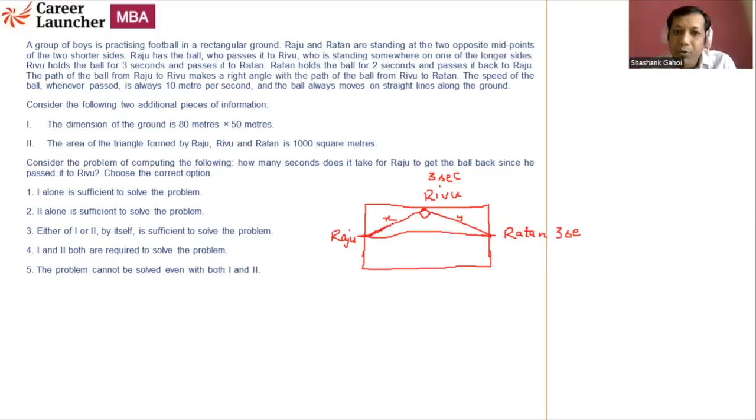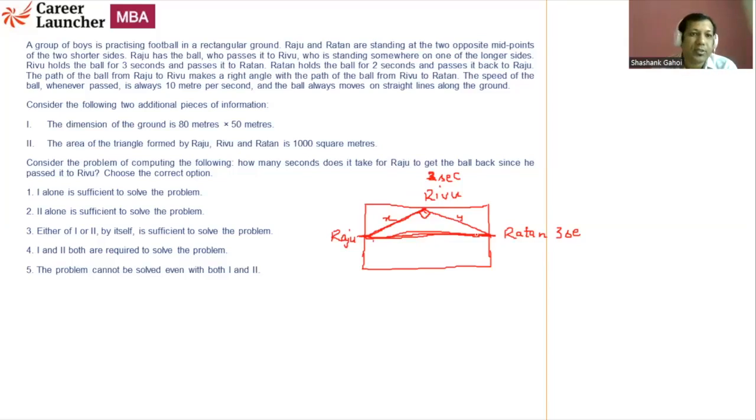So if we know the value of x, we know this time because speed is always 10. If we know the value of y, we know the time. If we know this value, we also know everything. So basically we get the time, plus we also know the holding time. Okay, sorry, it is not 3 seconds, it's 2 seconds. So if we get the value of x and y, we are more or less going to get everything. Now this is a question of data sufficiency.